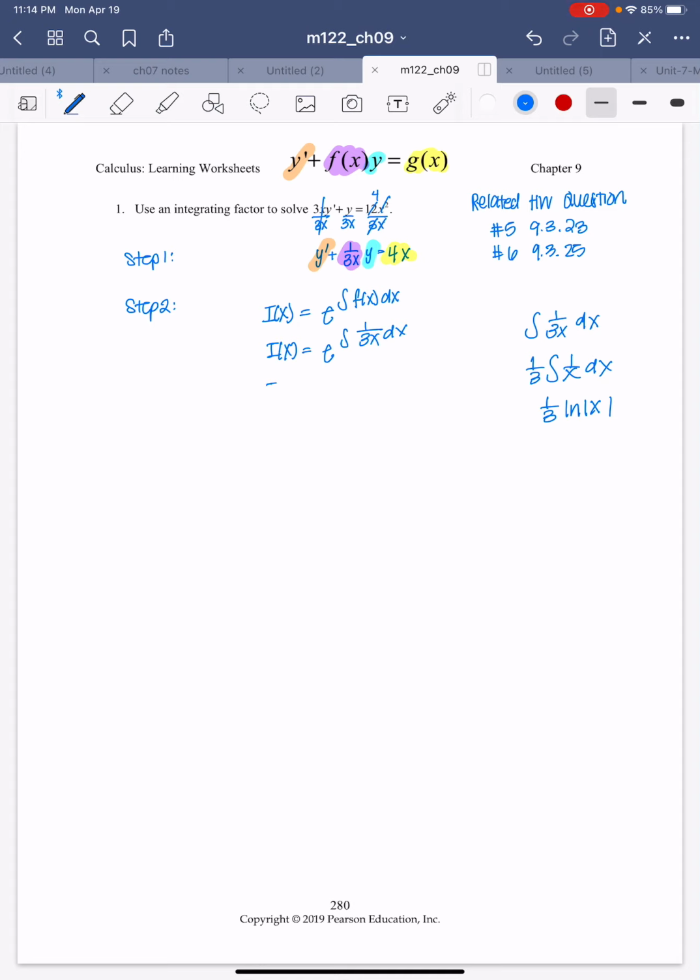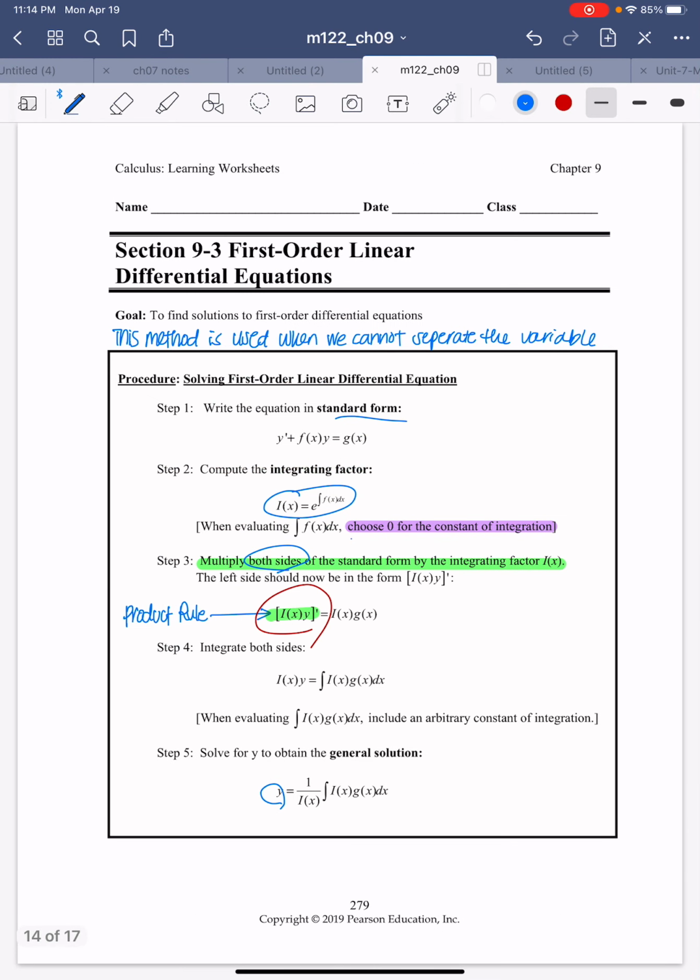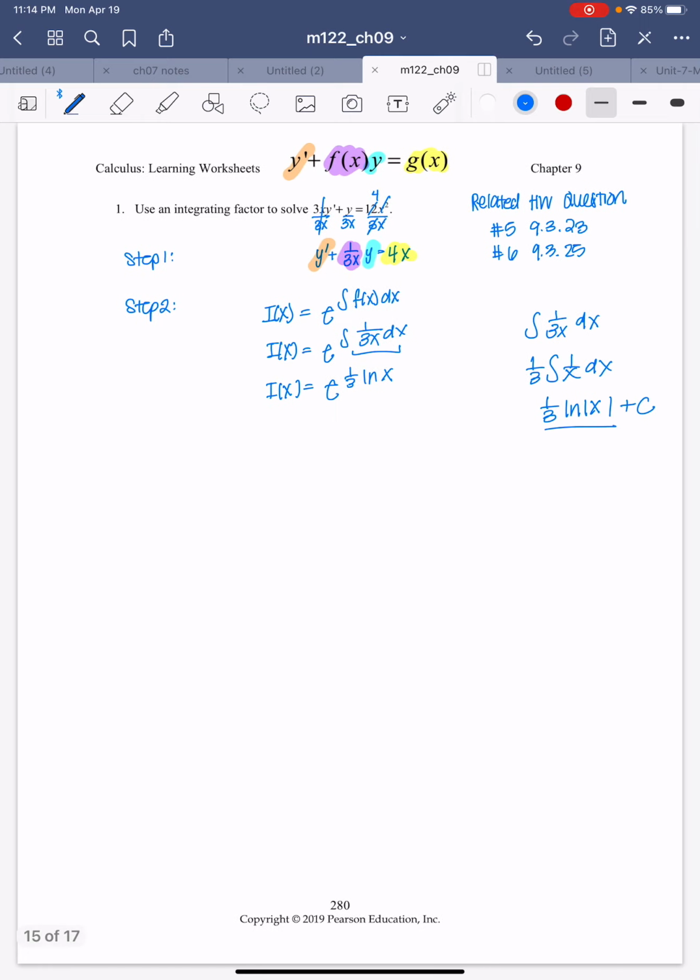So I of x is equal to e raised to this part, 1/3 ln x. Now, technically, we do have plus c. However, we are going to choose 0 for the constant of integration, so it's easier. In other words, the c will always be zero when we are finding an integrating factor. So we are not getting those extra terms.